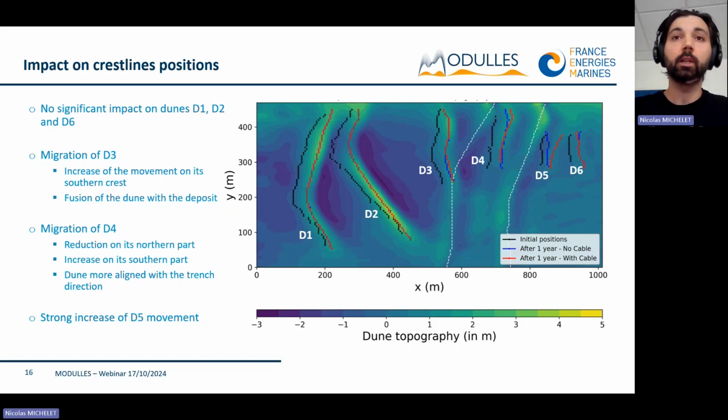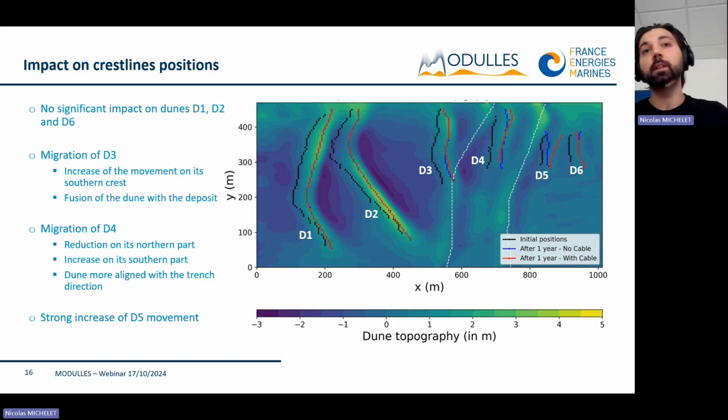So when we run our simulation for 1 year, we want to see what happened to the crest lines. So on this figure, you have the position of the crest lines of our 6 dunes. In black, you have the initial position of each crest line. In blue, the position when we do not have any cables, so the natural position of our dunes, and in red, their position when we consider the trenches.